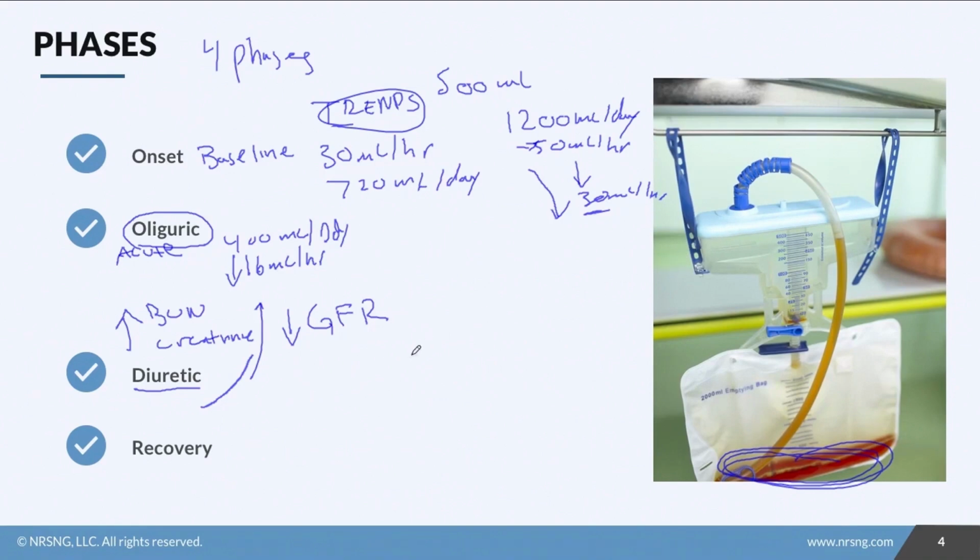So then we'll get into this recovery phase. After they get rid of all that fluid, we'll start to see our GFR normalize, and slowly but surely everything gets back to normal. Urine output gets back to where it should be. BUN and creatinine normalize, GFR normalizes, and the patient starts to look good again.